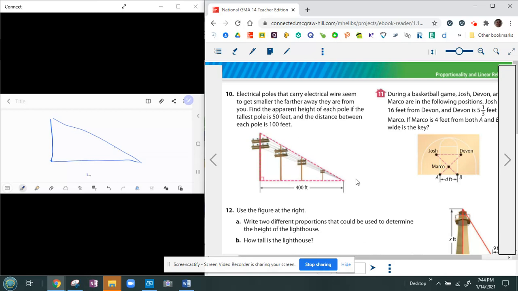So this is 400. And we're just going to do a variety of, so this is 100 right here. This would be 200, and this would be 300. Okay, so we just have to set up a proportion for all those. The tallest pole is 50, so let's just do this. We got to find each height, so let's call it X, Y, and Z.